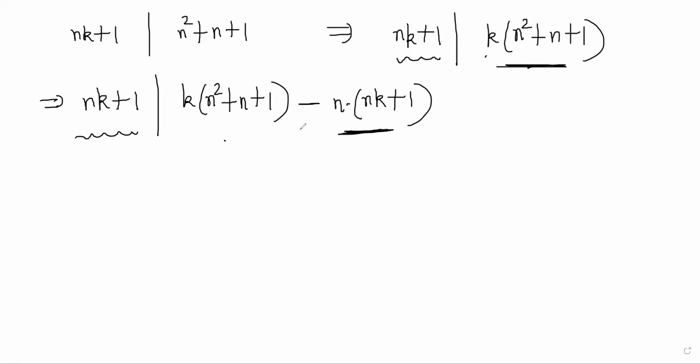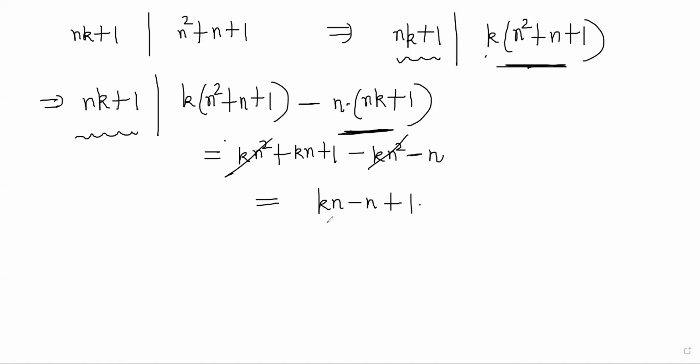The reason we did this subtraction is because now we'll be able to cancel the kn square. So this term will become kn square plus kn plus k minus kn square minus n, right? So kn square will get cancelled. Not kn, we have kn plus k here. So we have kn plus k minus n. So what we are concluding is nk plus 1 divides kn plus k minus n, right?